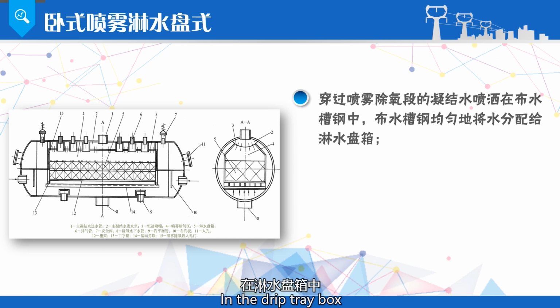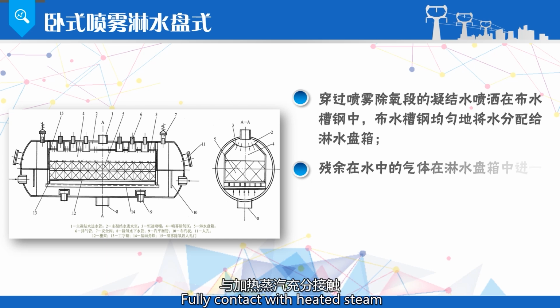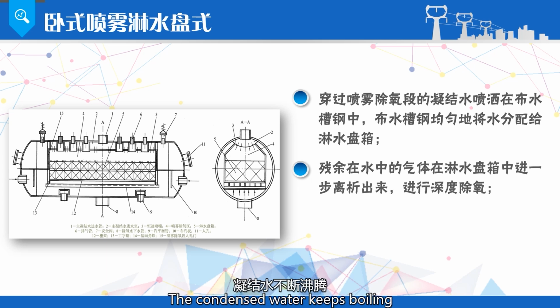In the drip tray box, condensed water flows from both sides of the upper small groove cylinder into the sinking small groove cylinders separately. After more than 10 layers behind the small groove cylinders, arranged in a staggered manner, it is divided into countless streams. Given enough time, it fully contacts the heated steam. The condensed water keeps boiling.